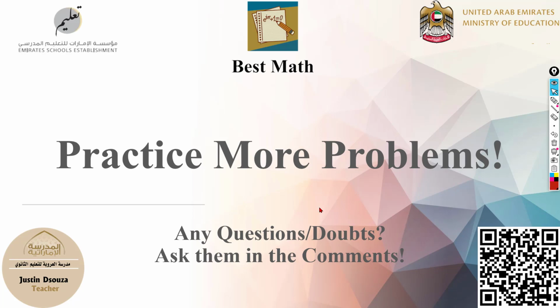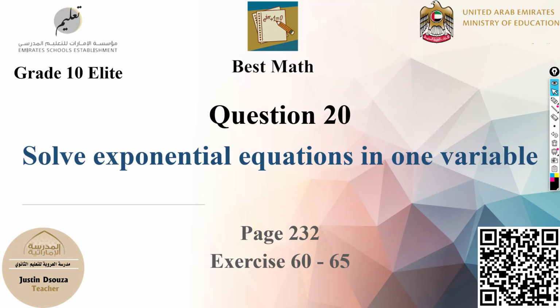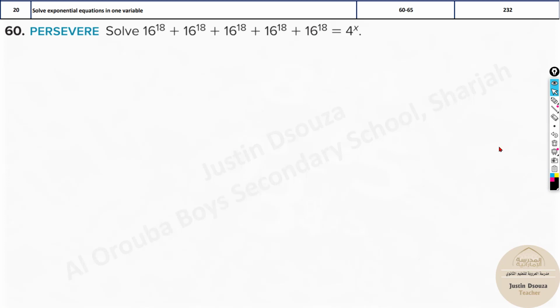That's the end of this topic. Please be thorough with the domain and range. Try to use the calculator table method. Write the table, then graph it, and then compare it easily. The 20th question is the last question in the EOT for the grade 10 elite. This is to solve exponential equations in one variable. Now here we have real world problems or reasoning problems as well.